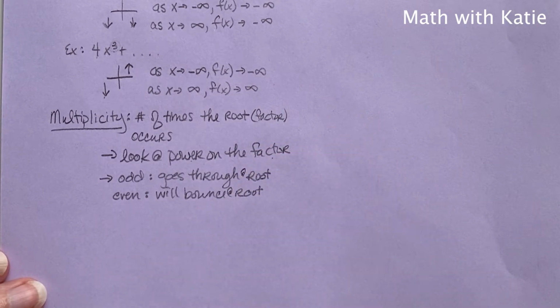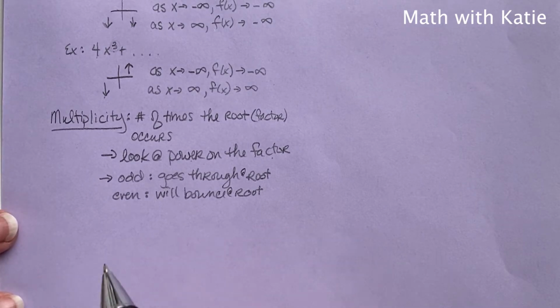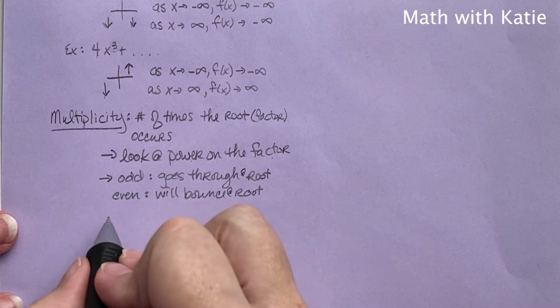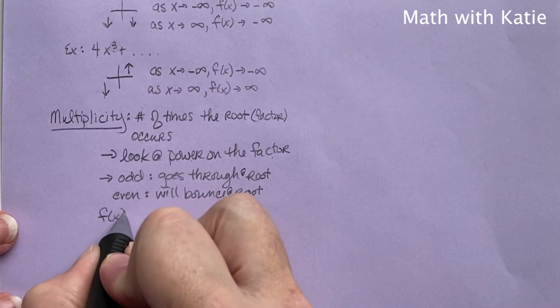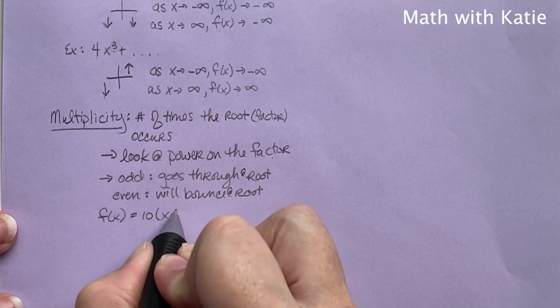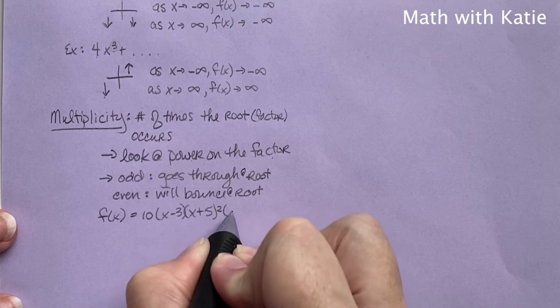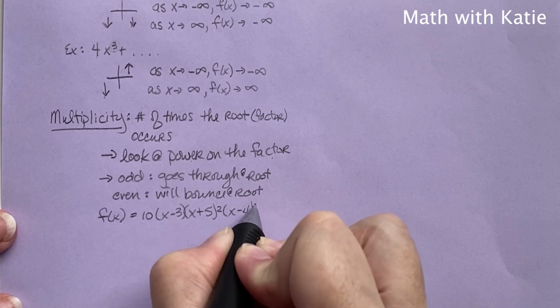Sorry, I just realized I was writing very free-handed. Okay, so what does that mean for us? What are we going to use it for? Okay, so let's say we have a polynomial in factored form that says 10x minus 3, x plus 5 squared, x minus 4 cubed.